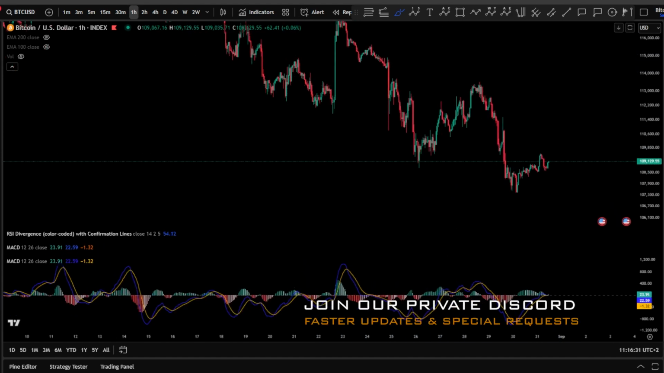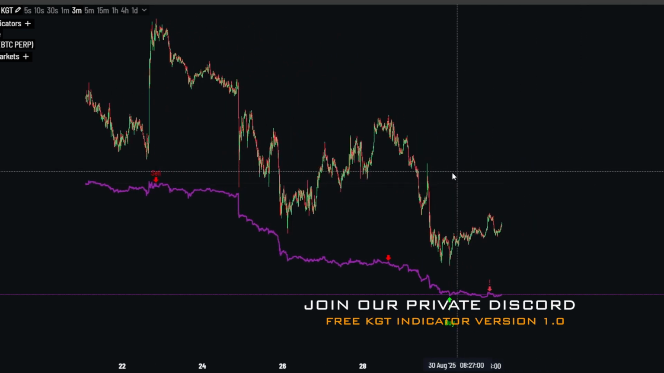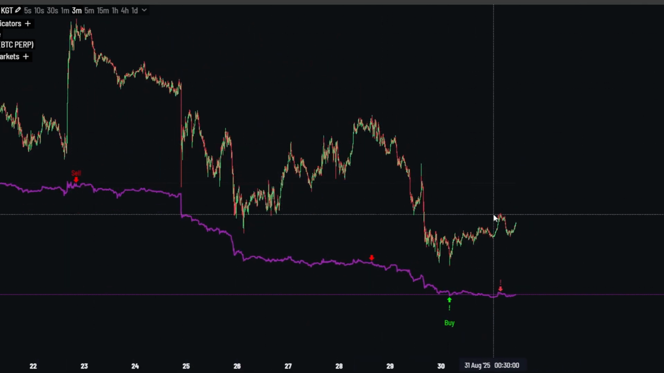If we also take a look at the KGT, on the KGT, the 3-minute chart shows here a potential convergence with the bearish signals.